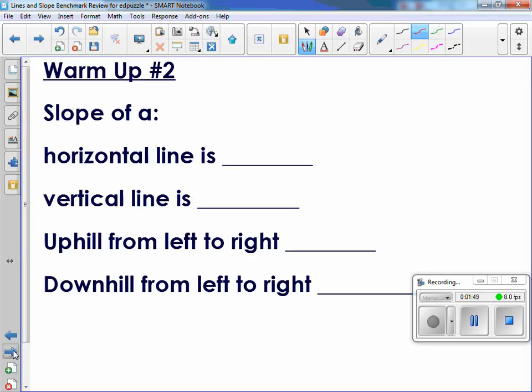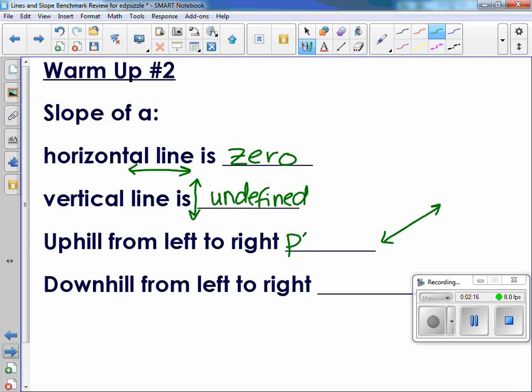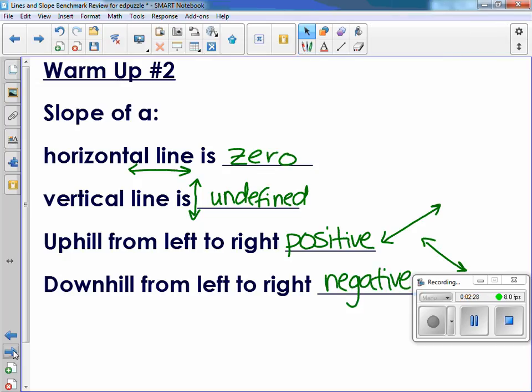Okay? The next type is going to be focused on each type of line. So a horizontal line is side to side. The slope of that is 0. A vertical line, we stand vertically, so that's up and down, and that slope is undefined because it's going up forever. You can't ever count your rise. All right, uphill from left to right means it's going up. That's a positive slope. Downhill means it's going down, and that's a negative then. So this should be the easy one on your test.